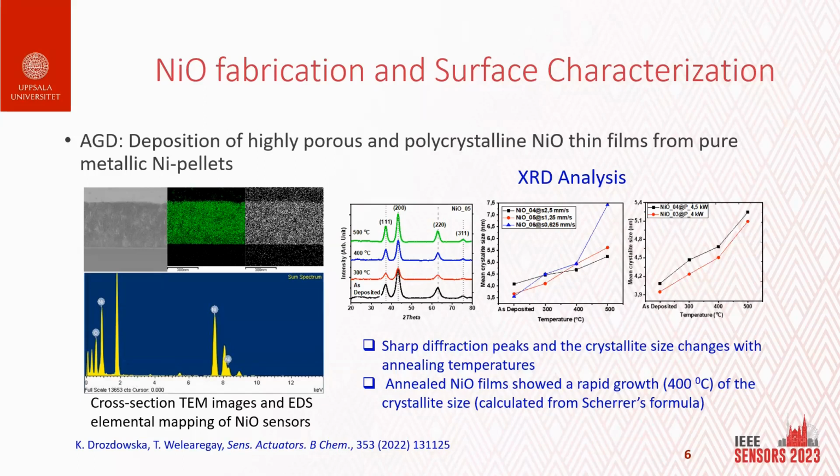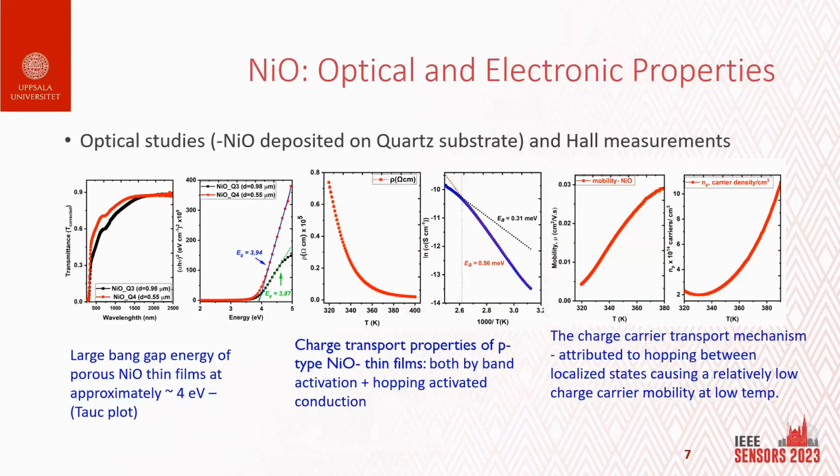In all the films we have sharp diffraction peaks, which is very polycrystalline, and it changes with annealing temperature. The annealed nickel oxide film now shows rapid growth at 400 degrees centigrade. This is the point where there is a change in the crystallite size of the nickel oxide. So having these nickel oxide thin films, we also want the electronic and optical properties of the nickel oxide.